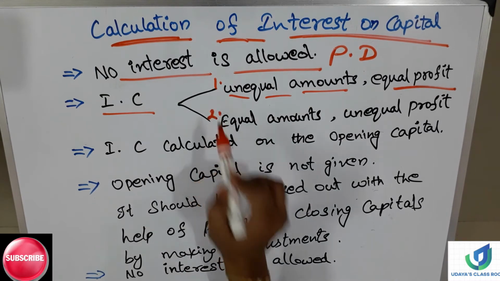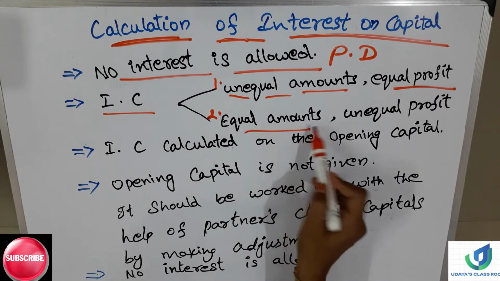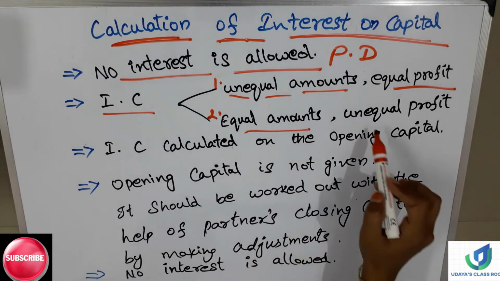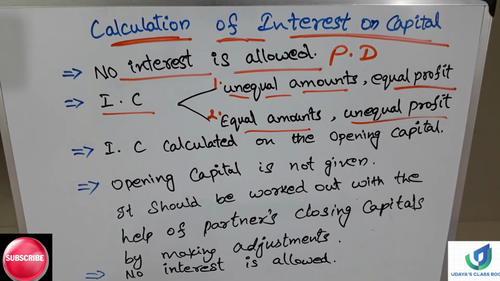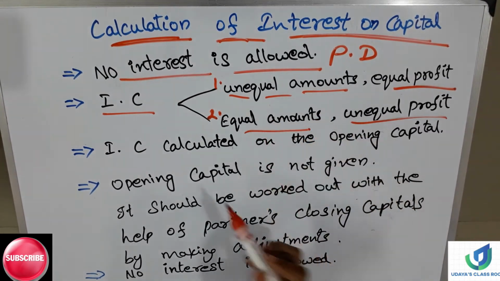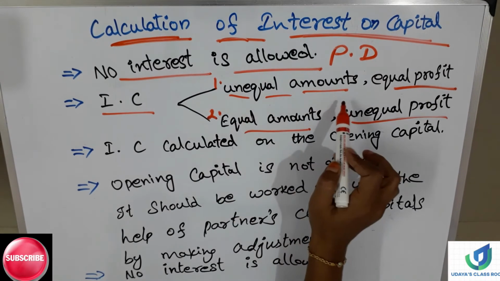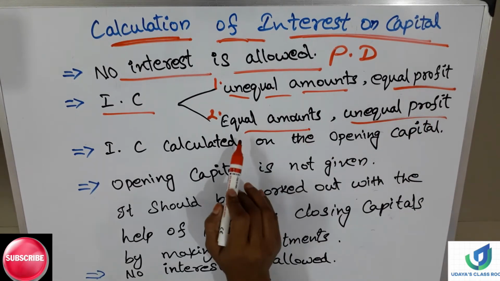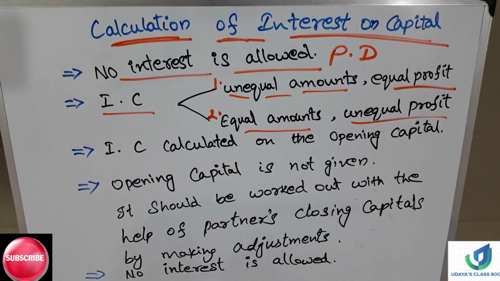And the second case: all the partners contribute an equal amount of capital in the business and they share unequal profit. So under these two conditions, interest on capital will be calculated. Easily you can remember: unequal contribution, equal profit. Equal contribution, unequal profit. That's all. So under these two conditions, interest on capital will be calculated.